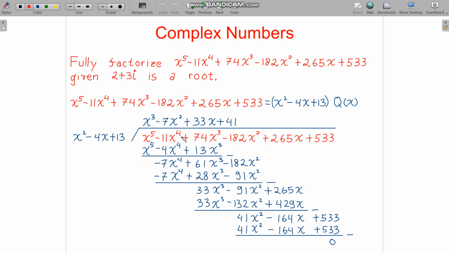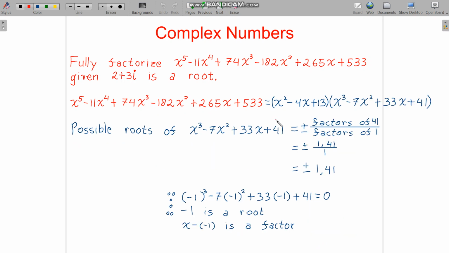So here if we do long division as usual, we get the quotient, which is a cubic polynomial. Now we can use the rational root theorem to find the possible rational roots of this cubic polynomial. Remember the trailing coefficient divided by leading coefficient, factors of 41 only 1 and 41, factors of 1 only 1, so we have only 4 possibilities.